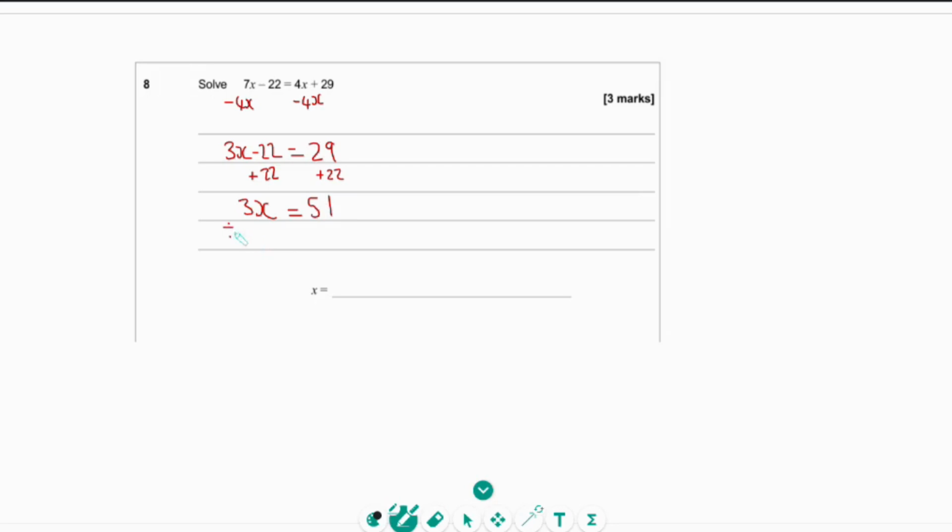I'm now going to divide both sides by 3. 3 divided by 3 is 1x. 51 divided by 3. 3's into 5 is 1, remainder 2. 3's into 21 is 7. 17.